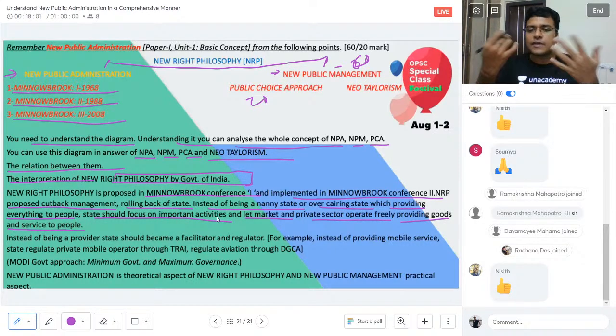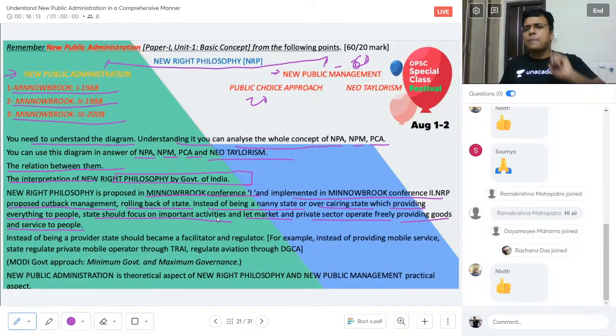The state should not be a seller of goods. The state should focus on important activity. And the state lets the private sector flourish. Let the private sector sell goods. Let the private sector provide service. But the state should keep a watch on whether those private sector players are providing at a genuine price or exploiting people.